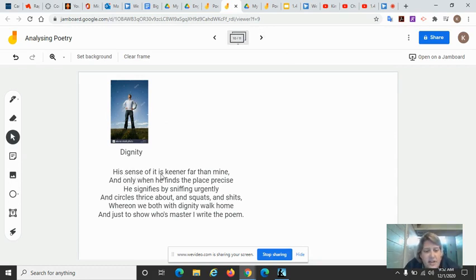His sense of it is keener far than mine, and only when he finds the place precise, he signifies by sniffing urgently, and circles thrice about, and squats and shits. Whereon we both with dignity walk home, and just to show who's master, I write the poem.